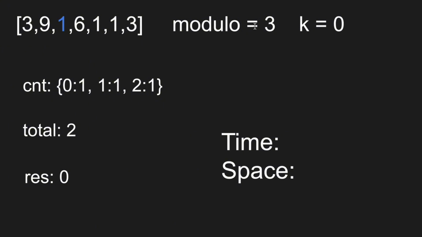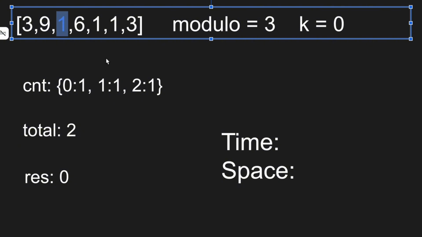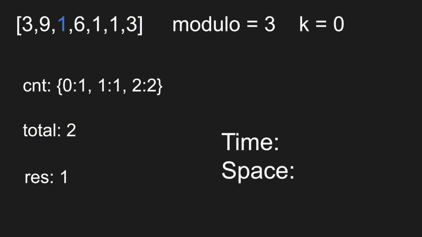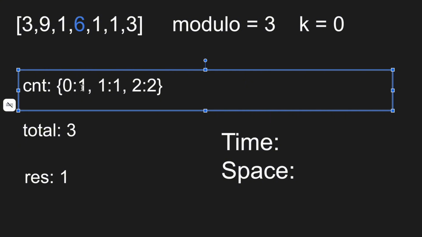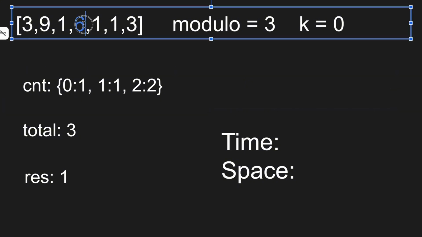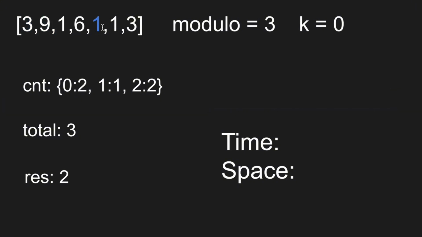1 modulo 3 does not equal k, so we don't need to update total, but 2 minus 0 modulo 3 is equal to 2, and we see that we have 2 in here, so we add this to result, and as you can see, this on its own is a valid subarray. And now we move on to the next element. 6 modulo 3 is equal to 0, so we update the total to 3 again, and 3 minus 0 modulo 3 is equal to 0, so we add 1 to result, and as you can see, we can make a subarray with this.